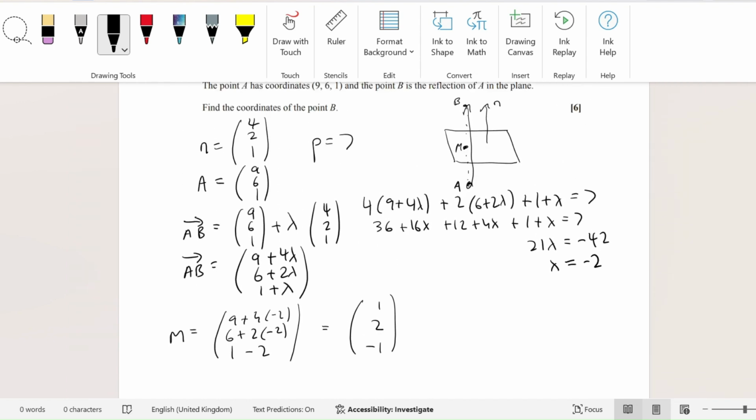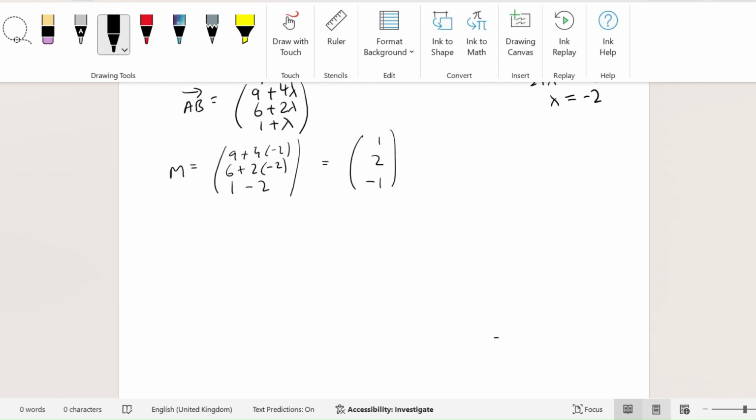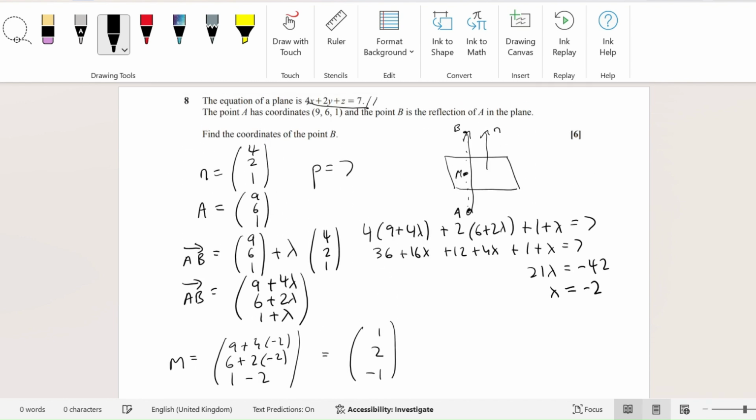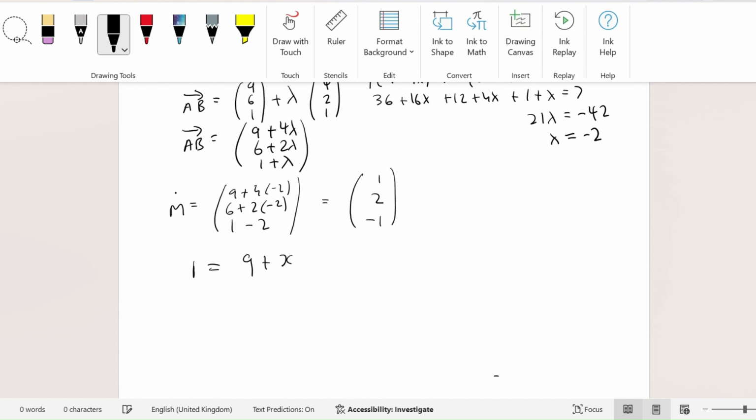And if we go back to the initial diagram, we now have coordinates for A, and we have coordinates for M, so we can use that to find coordinates for B, because M is the midpoint of the line of the 2 points AB. If you just use the regular formula that you've covered in A-level maths, maybe even GCSE, then we know that the midpoint is equal to the sum of the two x coordinates of A and B divided by 2. So what we know is that 1 is equal to the x-coordinate of A, which is 9, plus some x-coordinate of B, all over 2. So if we rearrange that, we know that x is equal to minus 7.